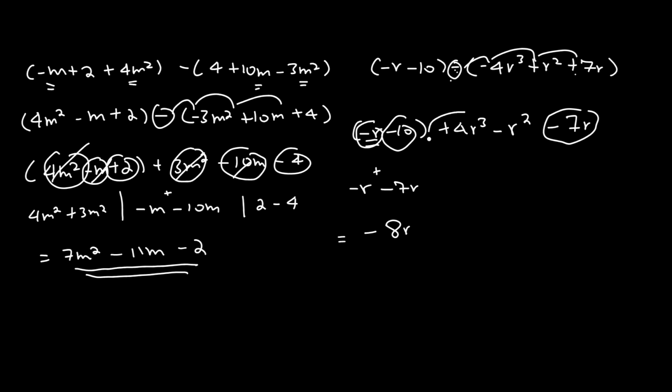Now let's look for a degree of 3. No, we don't have, and we don't have for degree of 2. So let's simply rearrange this problem as our final answer from highest to lowest. So let's take 4r cubed minus this one here, r squared. Next, let's write this one over here, and the constant is the last.